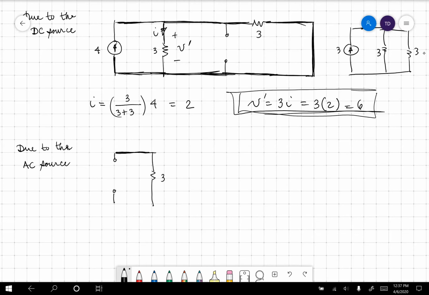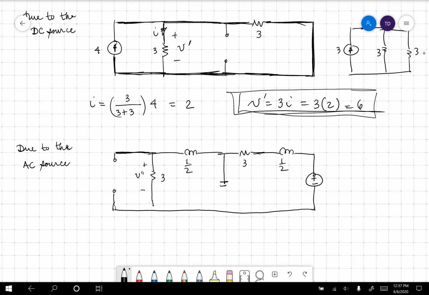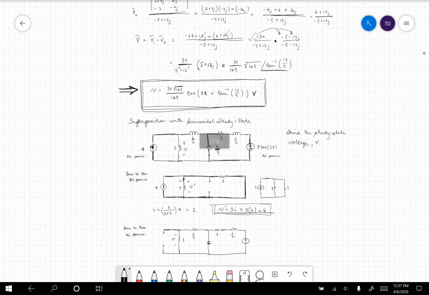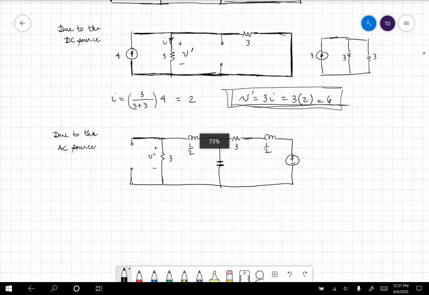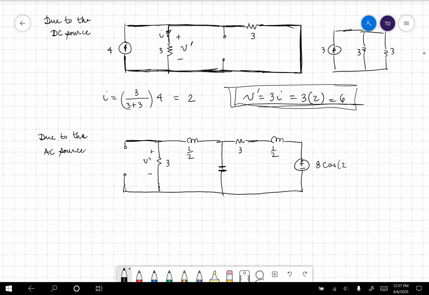Here's a 3 ohm resistor. This is V double prime, plus minus. Here's my ½ Henry inductor. There's my 3 ohm resistor. There's my ½ Henry inductor. Here's my voltage source, plus minus. And then here's my capacitor in the middle. Okay, it's not DC, so the models we're using here are not the DC models. The value of the voltage source was 8 cosine of 2t, so let's put that in. 8 cosine of 2t. And this was a 1/9 Farad capacitor. Now what do I do?